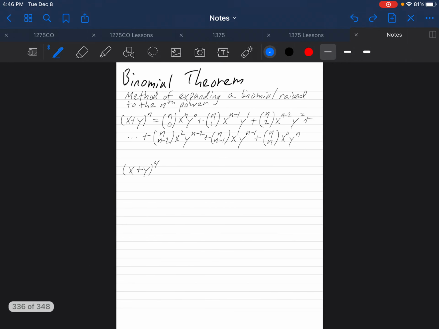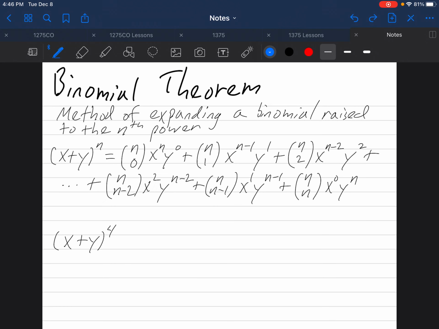So there exists something called the binomial theorem. The binomial theorem is a method of expanding a binomial raised to the nth power. So we can take a general case and apply this to any number. And here's the process. This is not really a formula that you memorize. This is more of a process that you memorize. X plus y raised to the nth power starts off with this right here that I will circle.